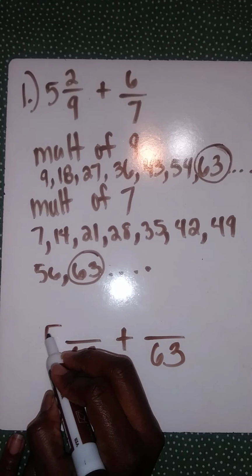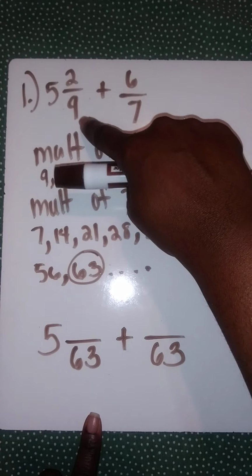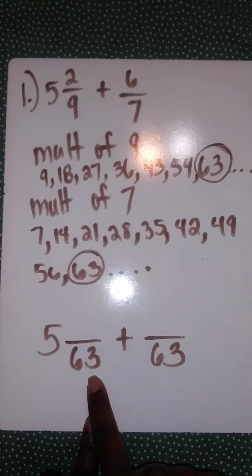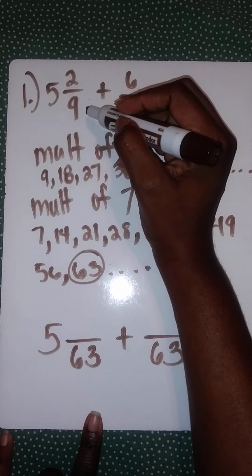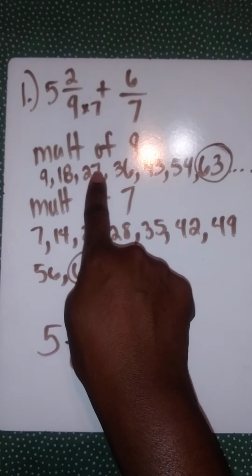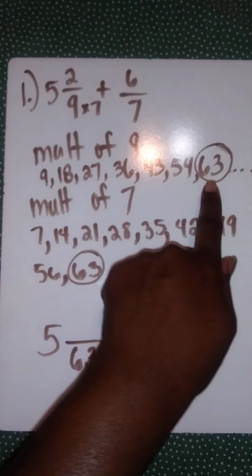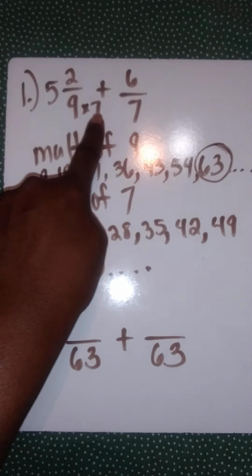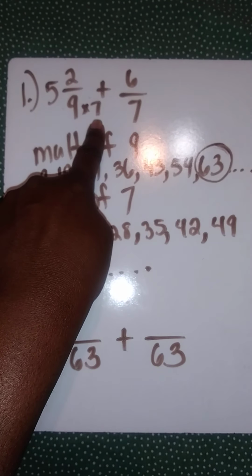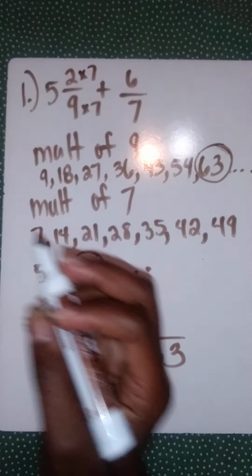And don't forget to bring down your whole number. So you can look at this 2 ways right here. You can ask yourself 9 times what gave me 63. So I know that 9 times 7 is 63. Or I can look at my multiples of 9 and count. So I got 1, 2, 3, 4, 5, 6, 7 numbers. So it took me 7 numbers until I got to 63. So that's where I got that 7 from. And then I can also say 2 times 7 is 14.